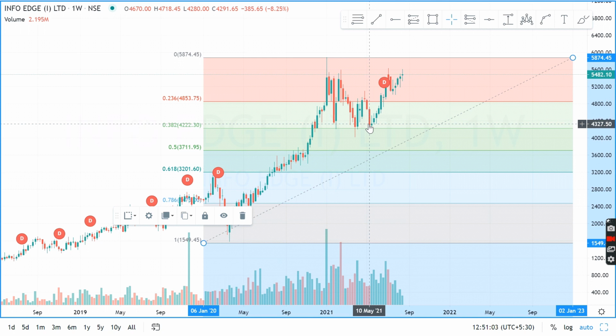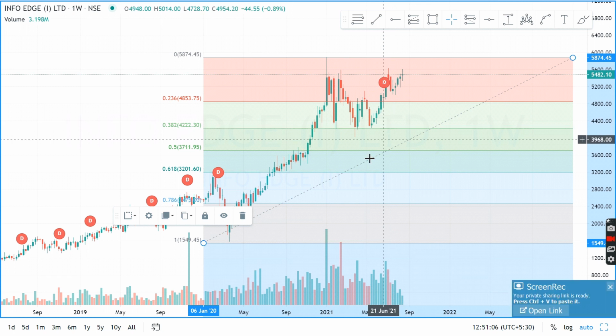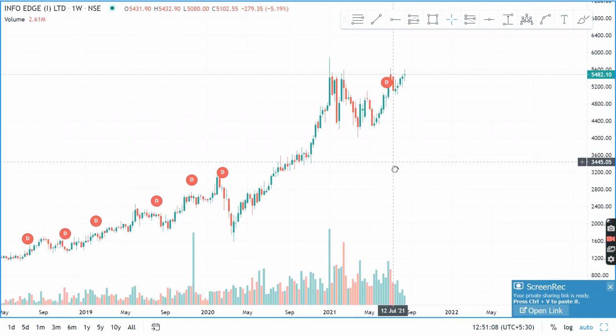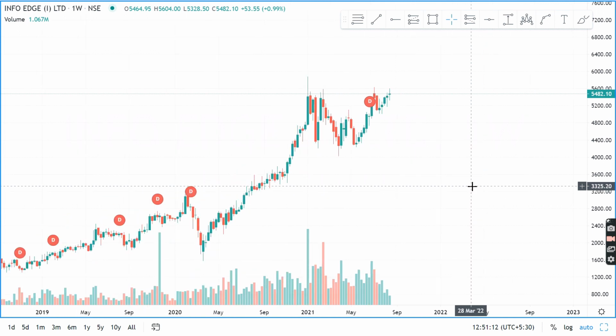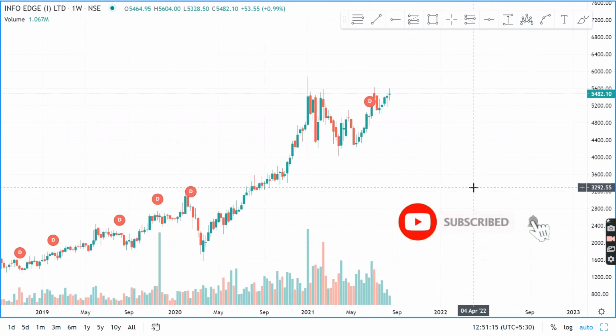So this is considered to be a healthy retracement, and we can assume that the stock is going to go further up. But guys, this is just a point for confirmation. This cannot be the only reason for us getting into the trade, so keep this in mind.